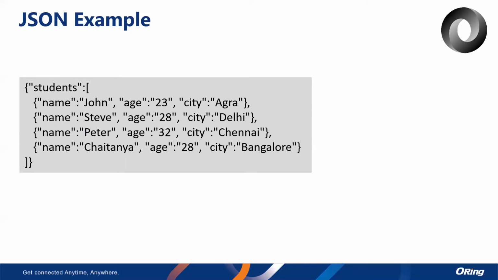To give you a practical example of how a JSON message looks, we have an object called students, which includes an array, and the name and value pairs. Name is name, value John; name age, value 23; name city, value Agra. This is an example of very basic JSON text.